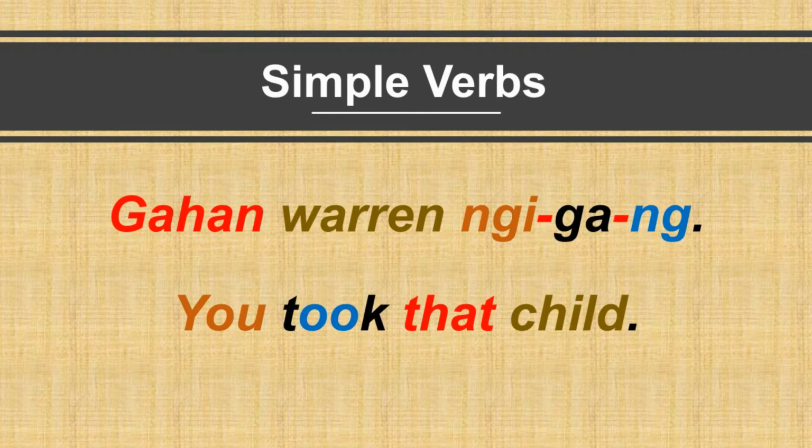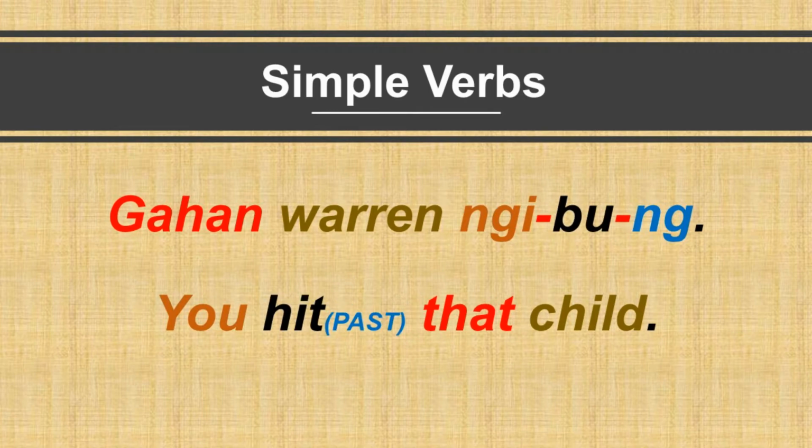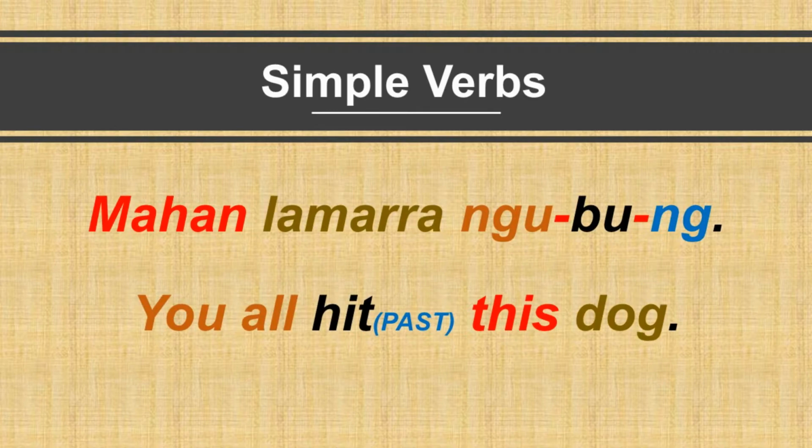Let's change the verb. You hit that child in the past, but only once. You were not doing it the whole time. Then you could say gaan waren ngibung. We change the person again, saying you all hit this dog.